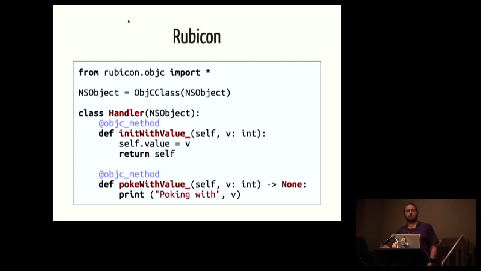But wait a moment, Objective-C is a C, so it's a typed language. How do you represent that typing information? Well, you can use Python 3's type annotations. You notice that poke with value method at the bottom. We've decorated it to say it's an Objective-C method. It needs to be exposed into the runtime. But its v argument is annotated to say it's an integer, and its return type is None. What we're saying there is that poke with value is a method that takes an integer and returns a void.